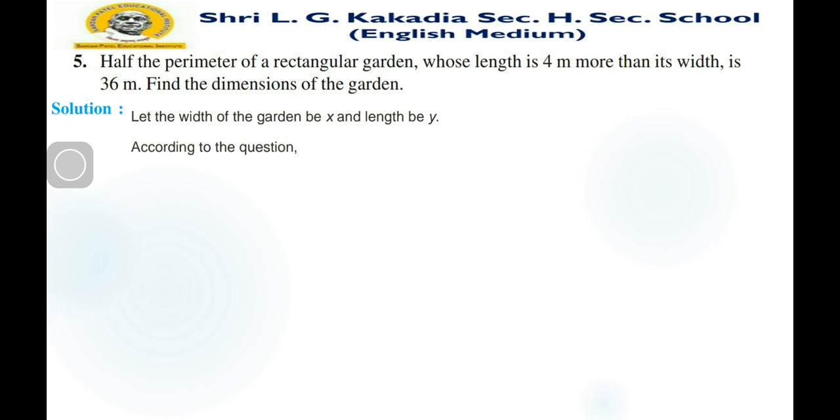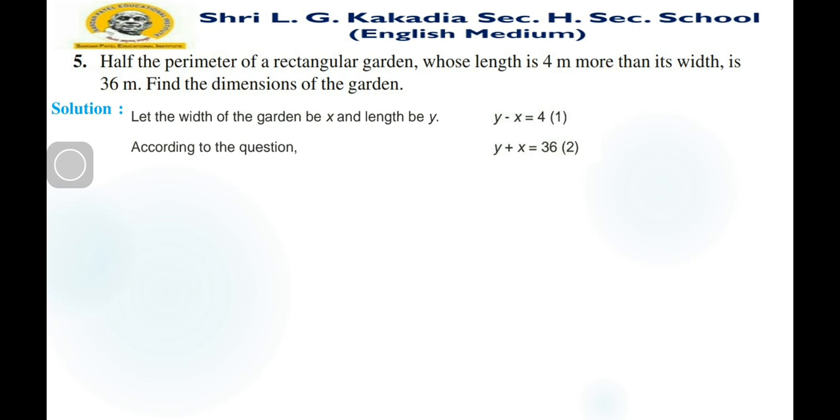Solution: let the width of the garden be x and the length be y. Alternatively, you can choose x and y the other way. According to the question, y minus x is equal to 4, that is, y is equal to x plus 4, so y minus x is equal to 4. And the half perimeter of the rectangular garden is given as 36 meters, so y plus x is equal to 36. Here equation number 1, equation number 2.